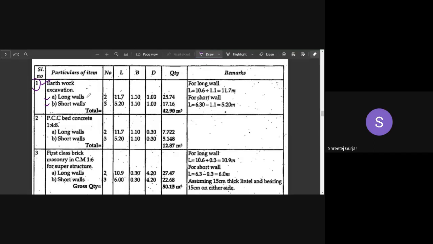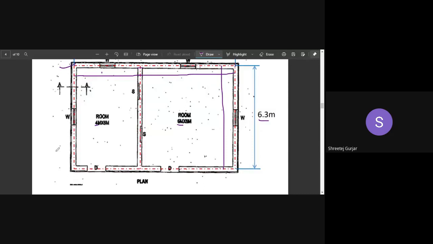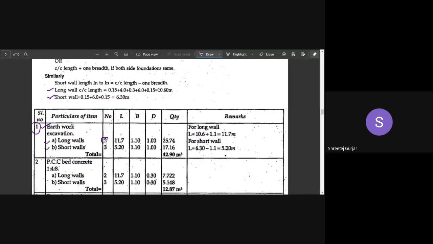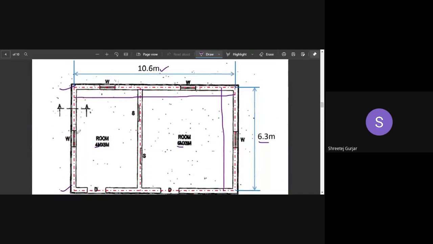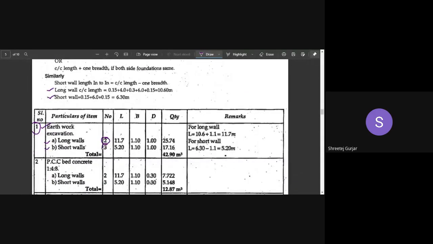So under long walls, how many long walls do we have? We have two number of long walls. This is one long wall and this is one long wall. So two number of long walls. And how many number of short walls? We have three number of short walls, 1, 2, and 3. So we have written down the number of long walls and short walls.